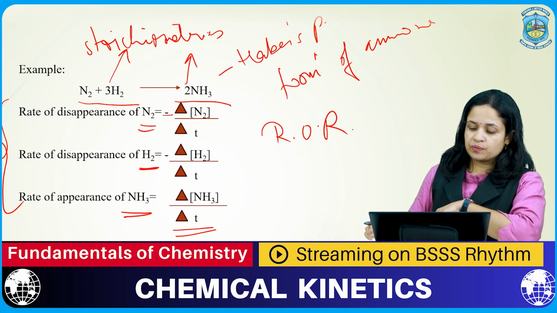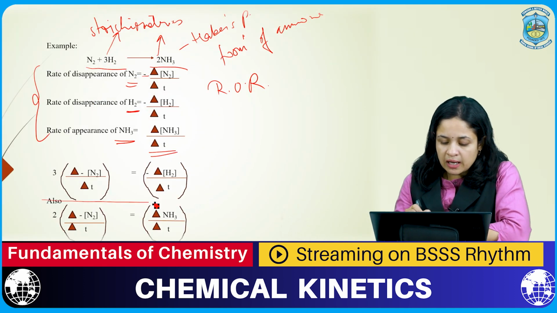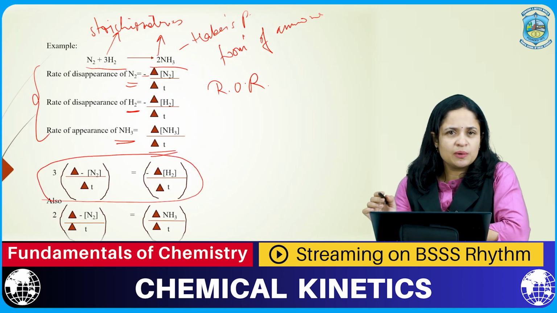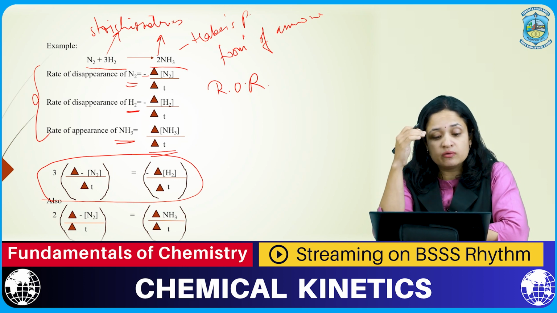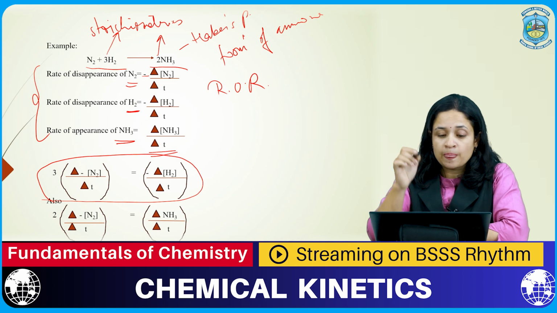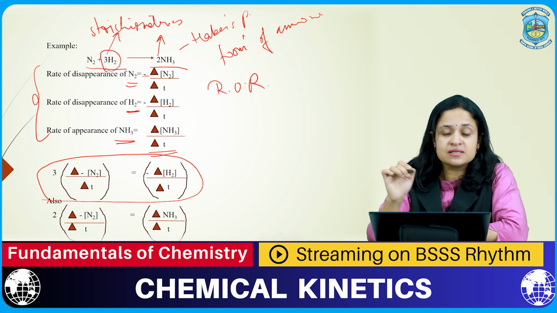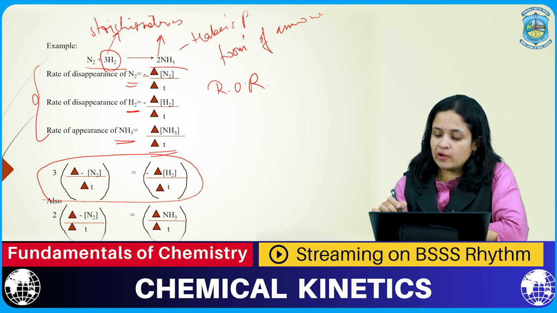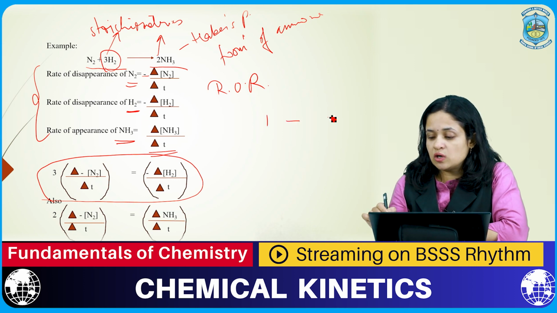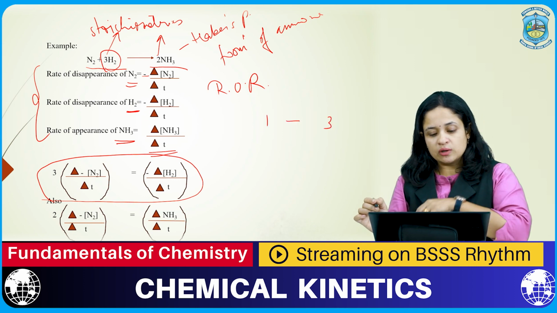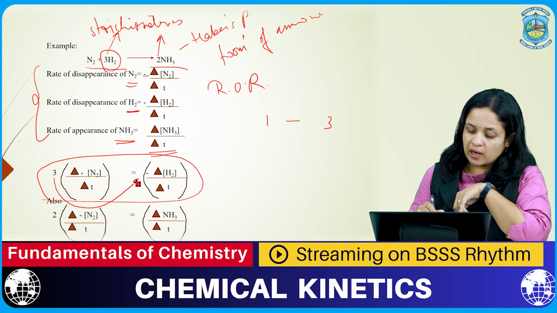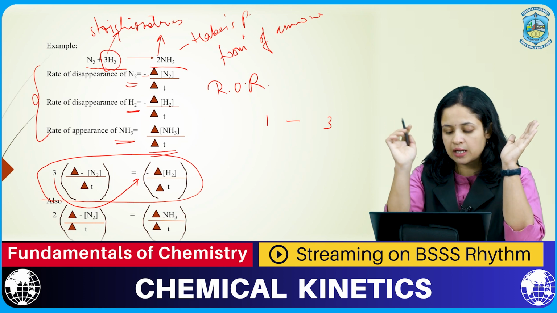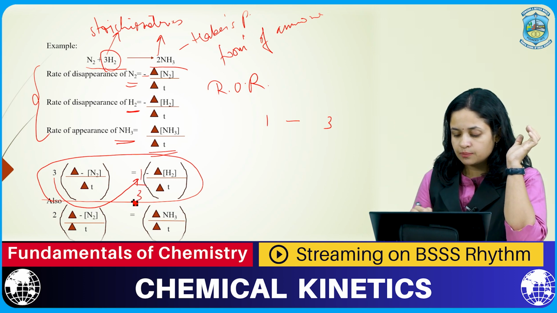How? We will see. Now, I have written this particular analogy. What does it mean? It means that the rate with which nitrogen is disappearing, hydrogen is disappearing thrice that rate. Means if one molecule of nitrogen is disappearing, 3 molecules of hydrogen are disappearing. So that's what I have written here. So when I bring this 3 from the left hand side to the right hand side, it takes the form of 1 by 3.